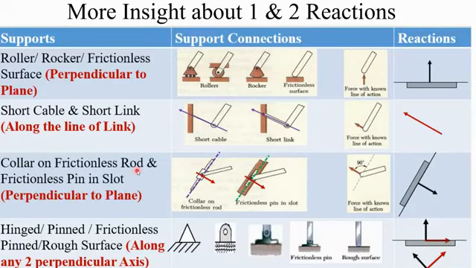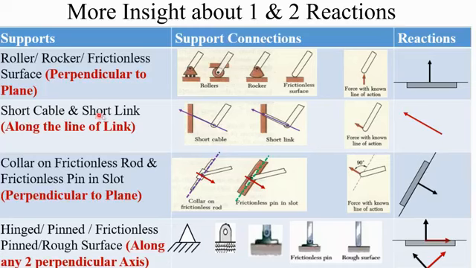Now, let me clarify all those things about the directions. We know the roller support, rocker support, and frictionless surface all will have the direction of the reaction perpendicular to this line of plane. This is the line of plane and this is the perpendicular direction. There will be a single force or single reaction which will be in this direction.